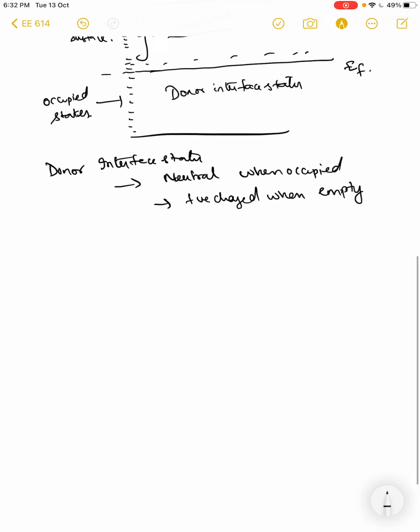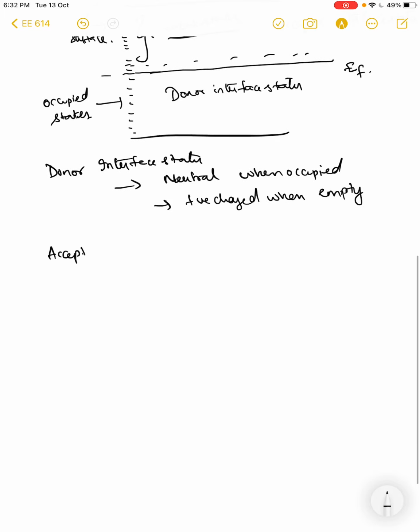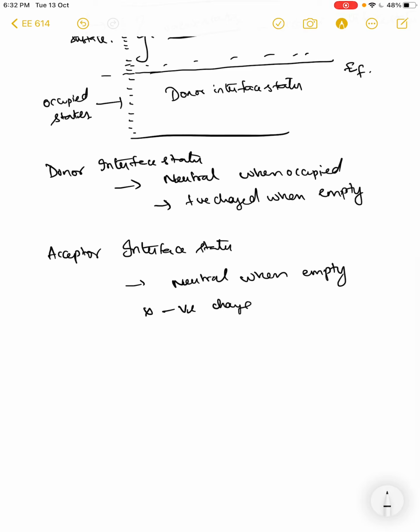and acceptor states are neutral when empty and negatively charged when occupied.